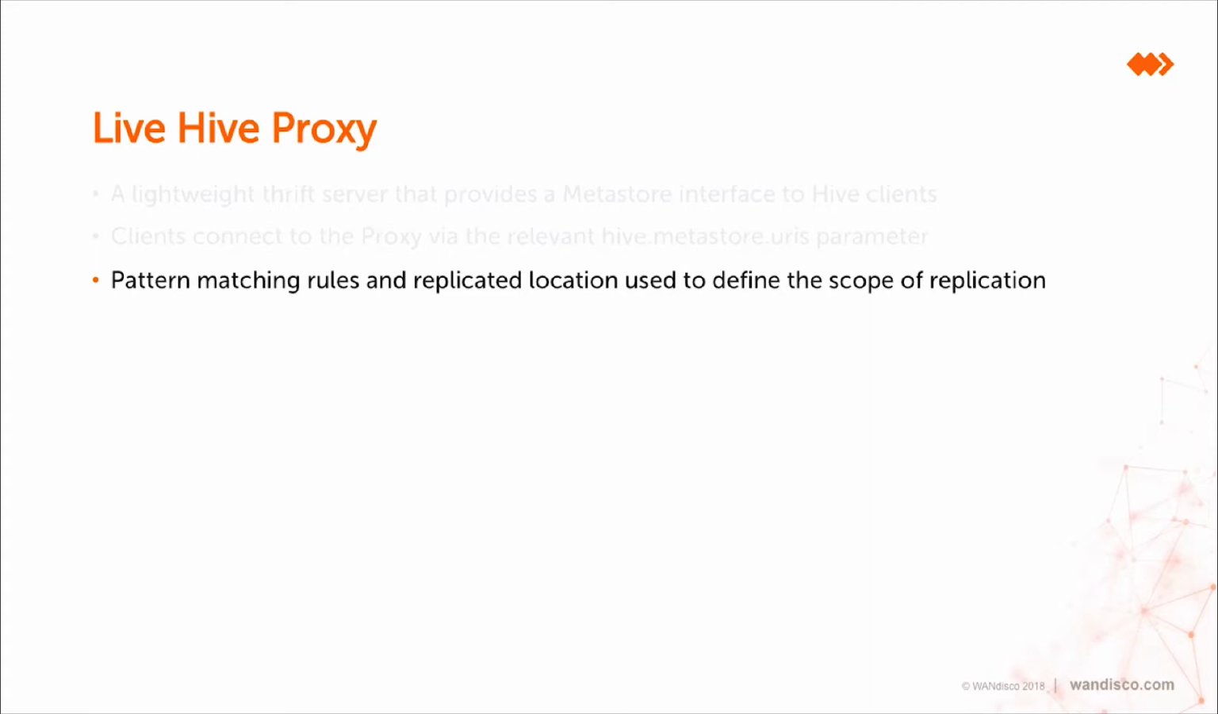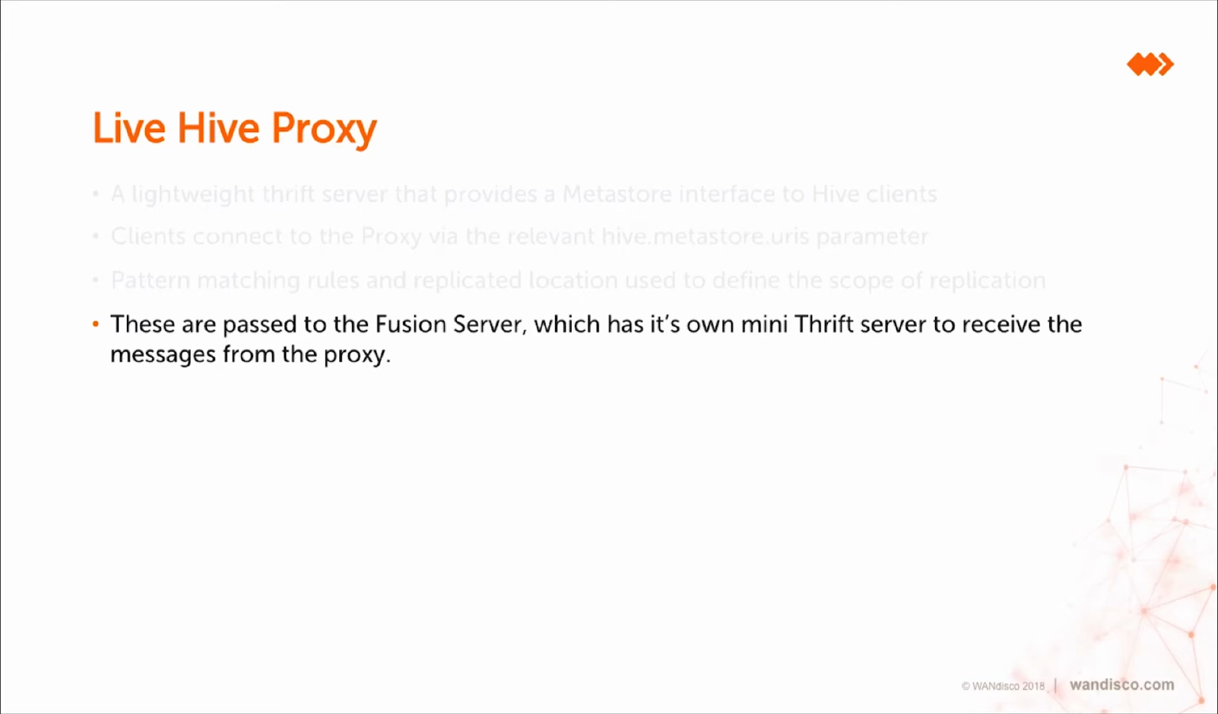Pattern matching rules and the replicated location are used to define the scope of replication, and we'll cover that in a little bit more detail later. But WANdisco Fusion allows you to say, for example, I want to only replicate tables that start with the name customers, and tables that start with the name suppliers, or databases, for example, that start with something like sales. That replicated location and the scope matching rules are all defined in the Live Hive proxy.